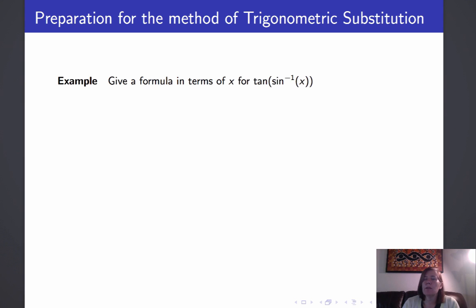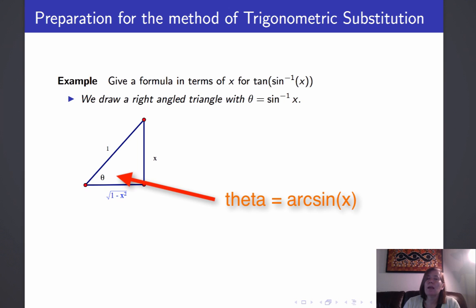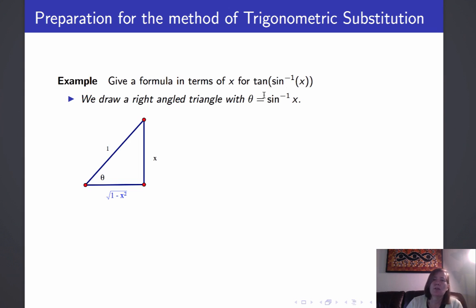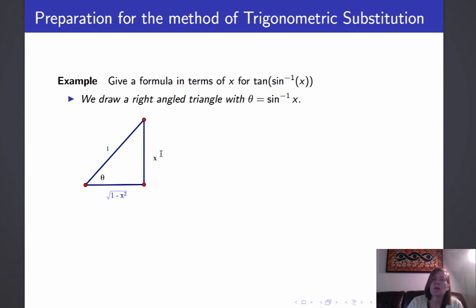Looking for a formula in terms of x for tangent of sine inverse of x, we first draw a right-angled triangle. Remember, sine inverse of x is an angle, so we're going to draw a right-angled triangle with an angle theta in there, which is equal to sine inverse of x. So this means certainly theta is not the right angle, and we must have in our triangle that the opposite over the hypotenuse is x.